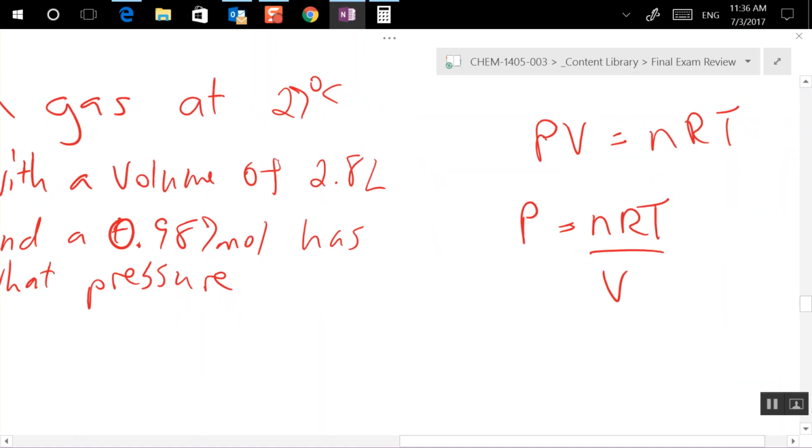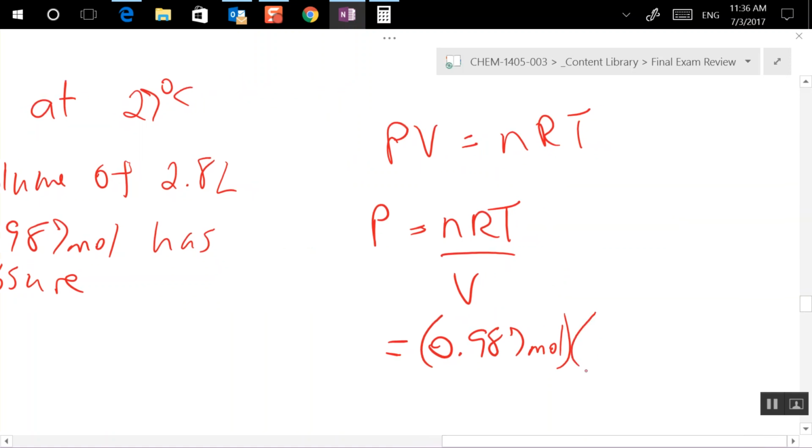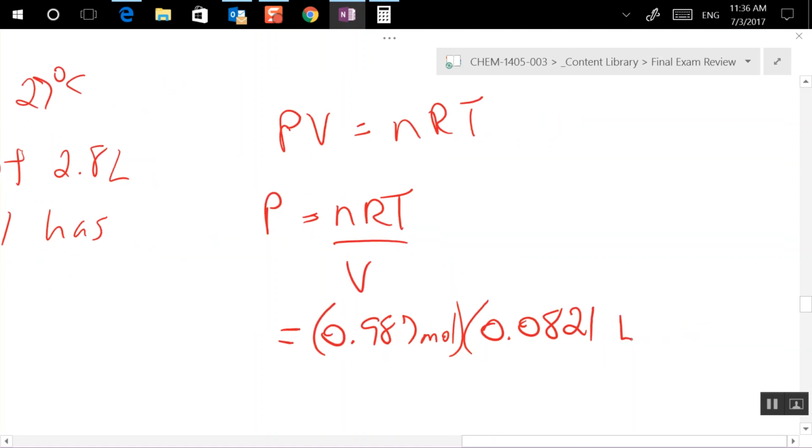Okay? N is 0.987 moles. What's R? 0.0821 liter atmospheres over Kelvin moles. R is the ideal gas constant. That's a reference material as well. It's a number that will never change. So wherever you see R, you just put that number in.